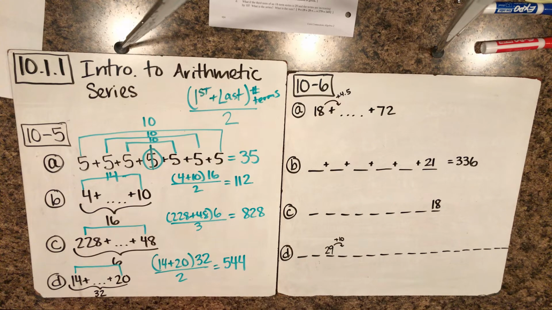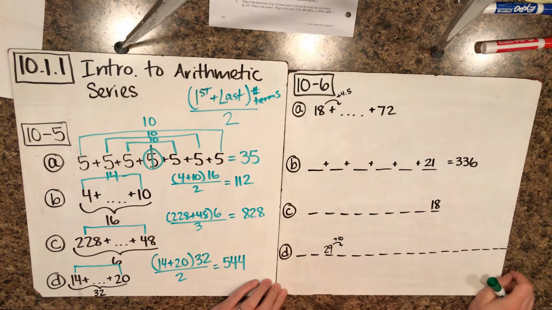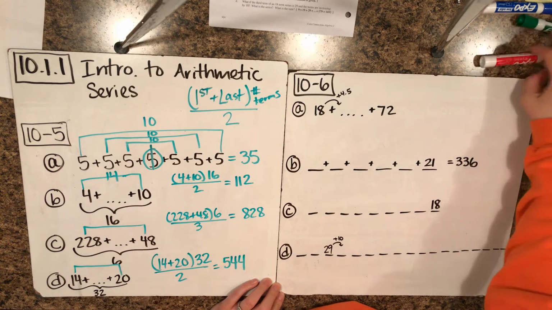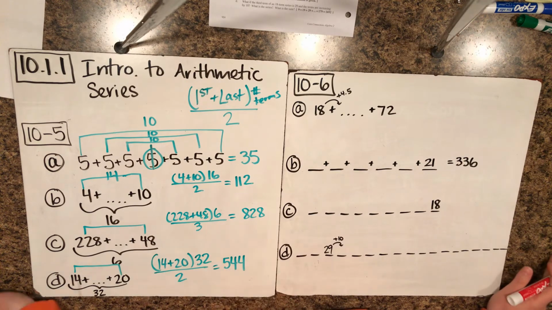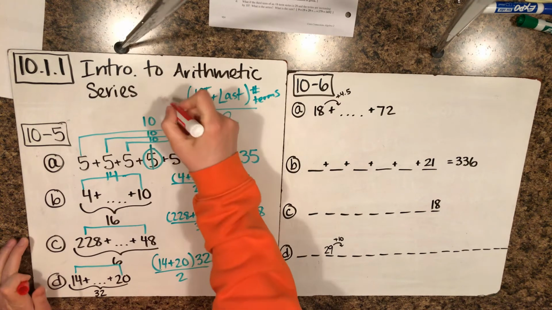Okay? Now, secondly, we're going to use some of these ideas to help us with 10-6. Now, 10-6 says team challenge, and I realize that you guys don't have teams to talk through with this. It says, how much information do you need to be able to write an arithmetic series and find its sum? So really, I kind of wrote an equation here.